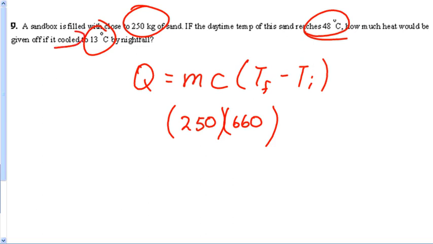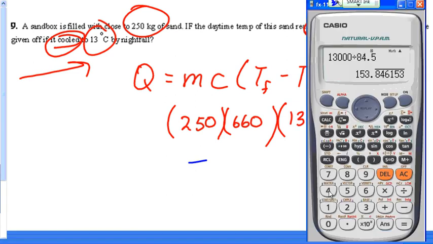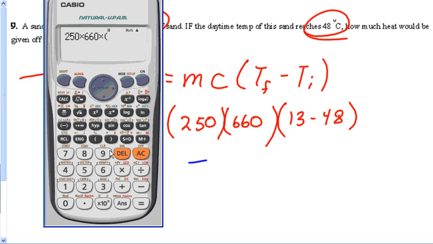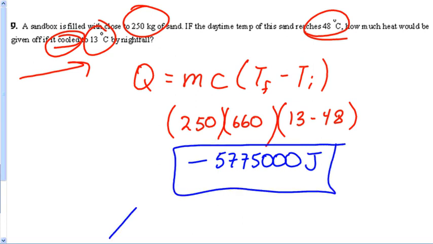This sand is, look at this, it's cooling. That means your final temperature is 13. Your initial temperature is 48. So I'm going to go ahead and tell you, my answer is going to be negative in this problem, because this thing is giving off heat. It's cooling down. So 250 times 660, times the difference between 13 minus 48. And the answer comes out to negative 5,775,000 joules. And I do want to see that negative in there so that you know it's cooling off.